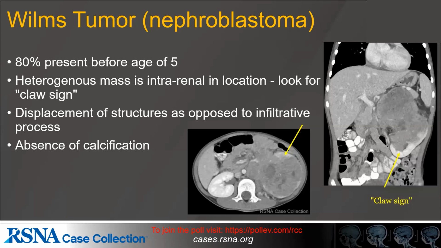So these are heterogeneous masses in an intrarenal location. They cause displacement of structures as opposed to an infiltrative process. Lymphomas and neuroblastomas typically result in an infiltrative process, so they secondarily involve the kidney itself. And also, the median age for neuroblastoma is usually 19 months, so much younger. There's absence of calcification. Again, calcification can occur in Wilms tumor. It's uncommon, whereas in neuroblastomas, for example, 90% of them calcify.